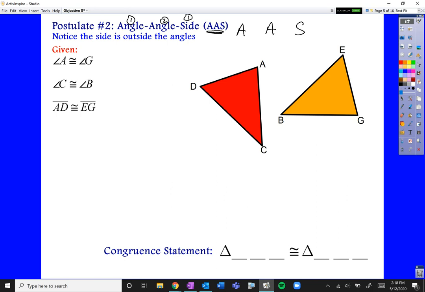Okay, so let's see what we are given. Angle A is congruent to angle G. So I'm going to put an arc mark on A and an arc mark on G. Angle C is congruent to angle B. So I'm going to go to C. I'll use a double arc mark so that it's different. And on B, I'll use a double arc mark. And lastly, side AD, I'll put a tick mark, is congruent to EG. Tick mark.